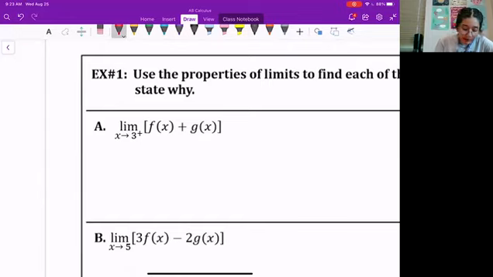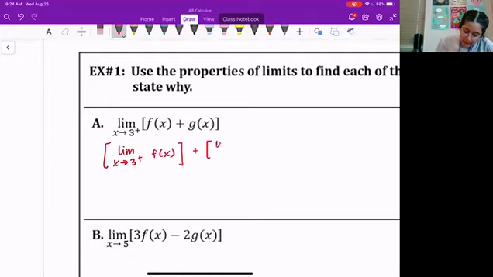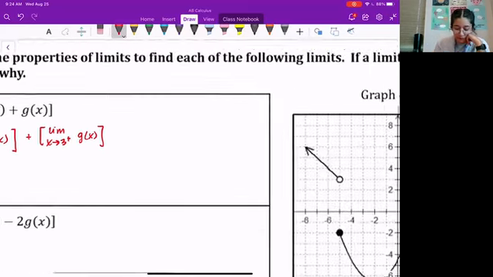So what our limit property says is that we can break this up into 2 different limits. I'll have the limit as x approaches 3 from the right for f of x. That'll be the first thing I'm finding. And then I will also find the limit as x approaches 3 from the right for g of x. Once I have those 2 answers, I'll add them together. So let's go take a look at our graphs.